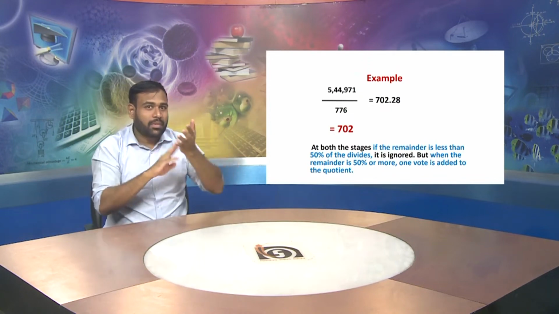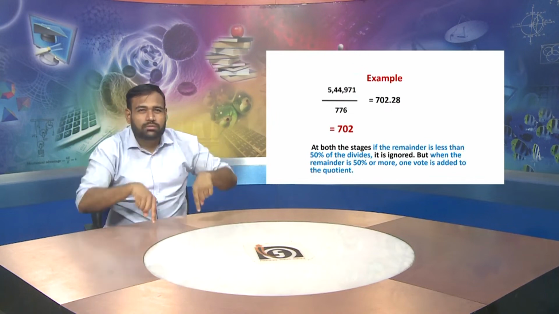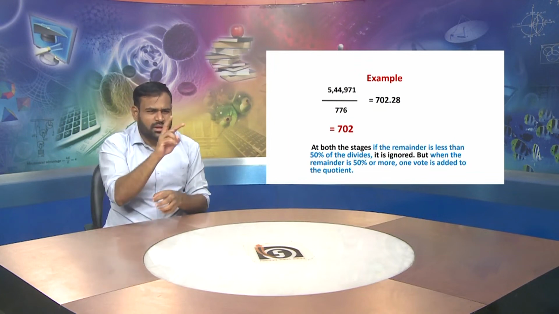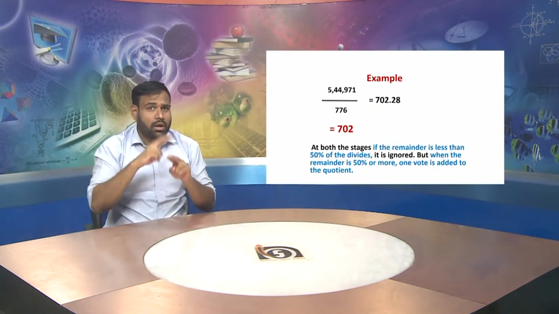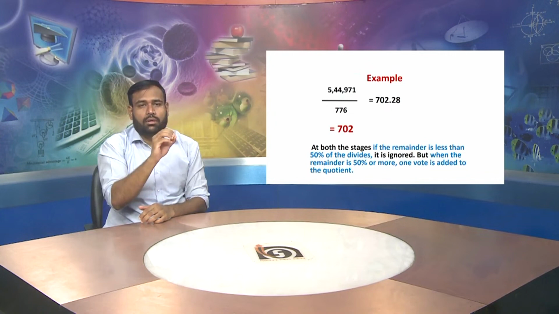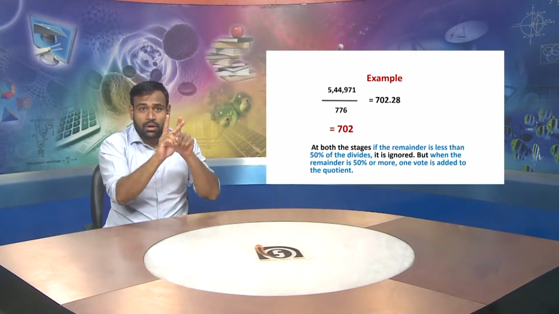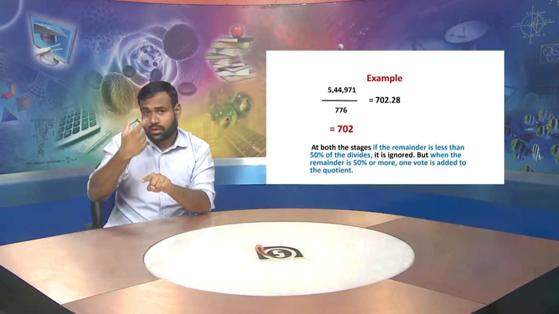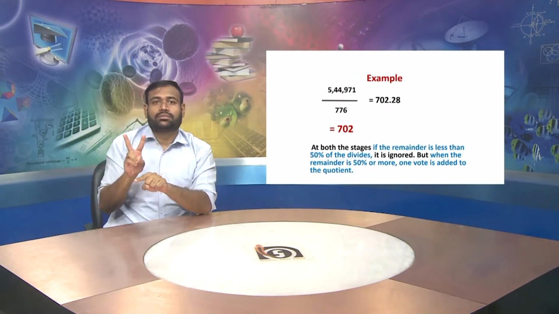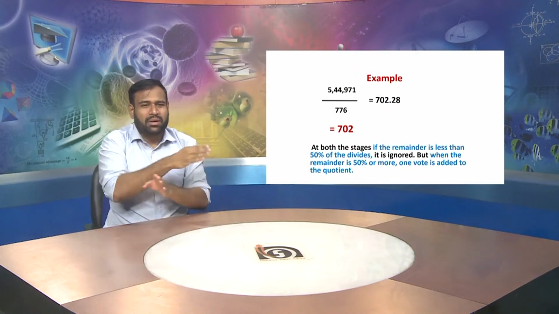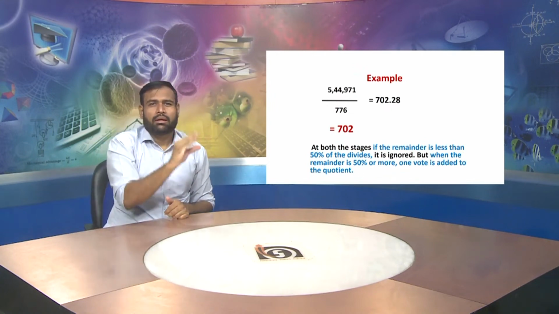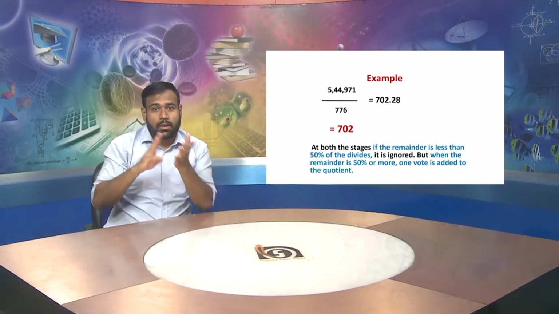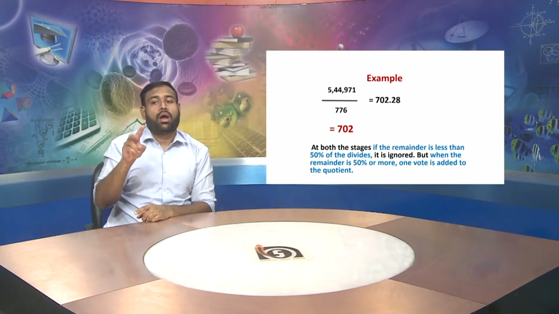The answer comes out to be 702.28. As we understood in the previous example, if it is more than 50, then it would be accepted, and if it is less than 50, it would be ignored. So at both the stages, if the remainder is less than 50% of the divisor, it would be ignored. But when the remainder is 50% or more, then one vote is added to the quotient.